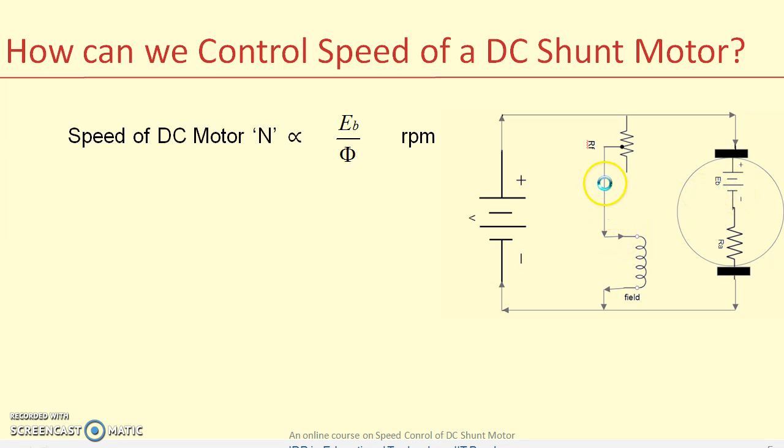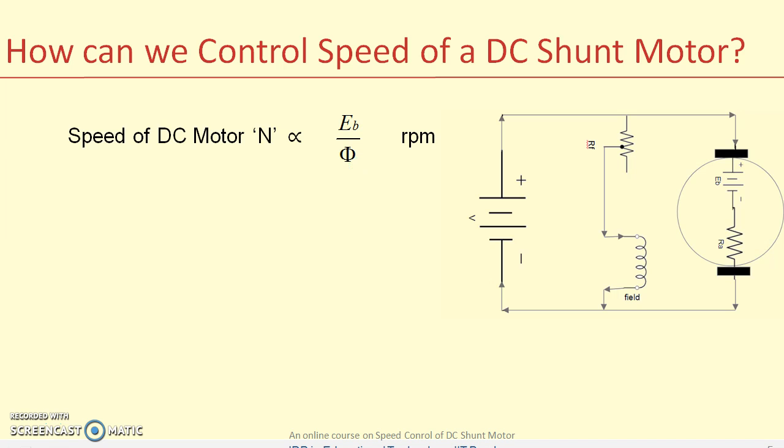Field circuit. The field circuit is connected to a constant voltage source V. The current through the field coil is IF. The field current IF produces magnetic flux in the DC motor, the main magnetic field. We use the symbol phi for the flux. This is the main magnetic flux. Whenever we change the current flowing through the field coil, the flux also changes.